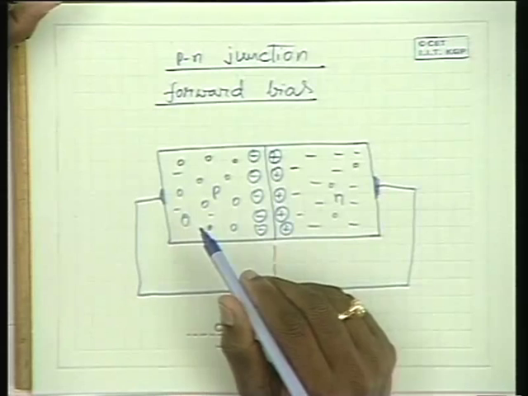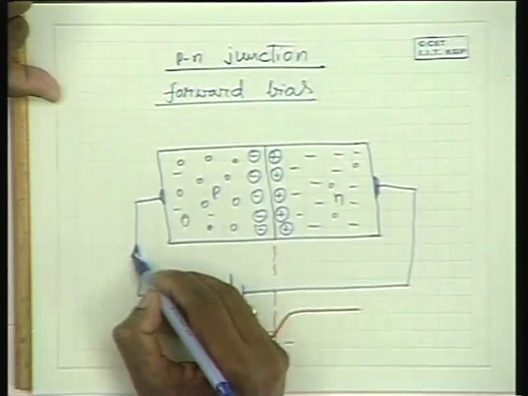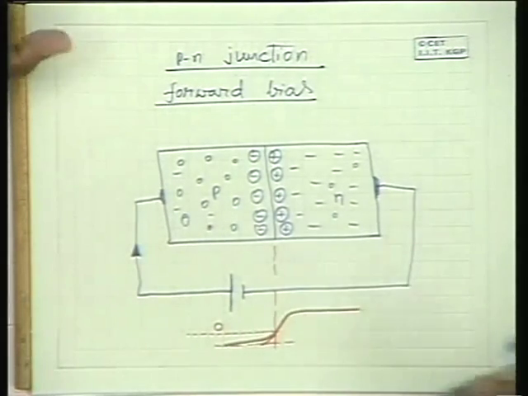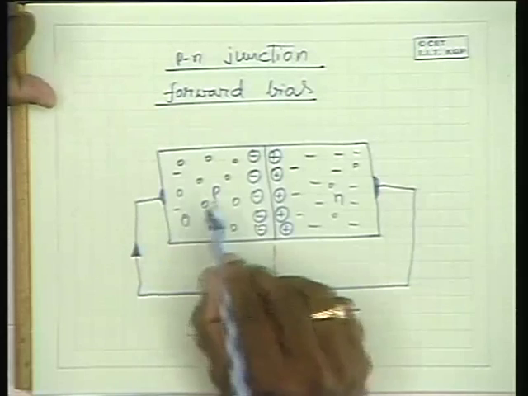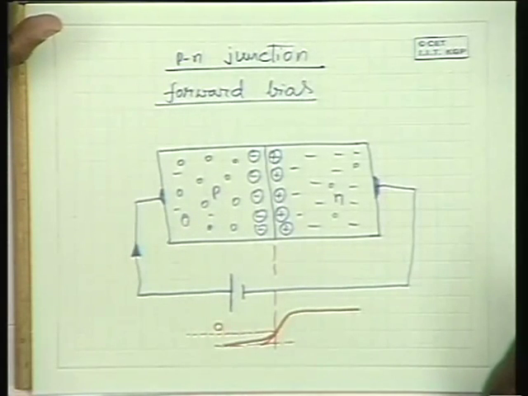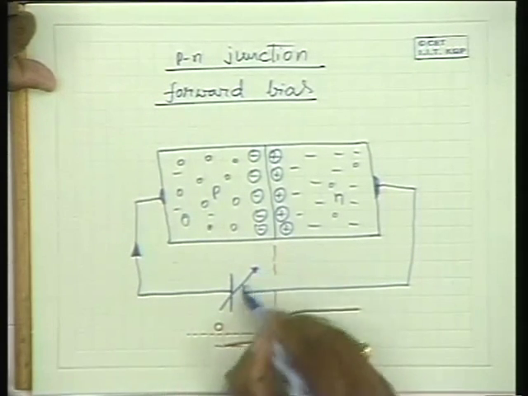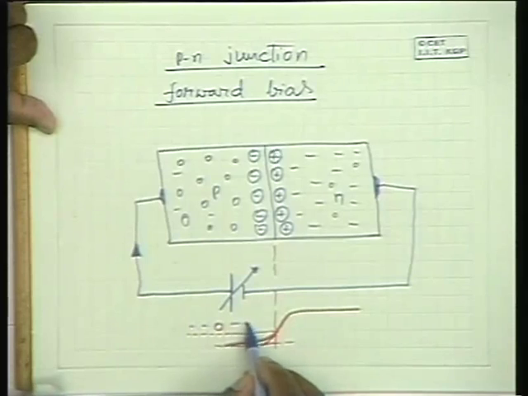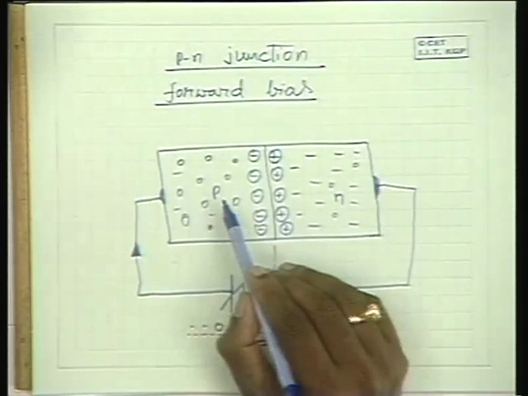And they being the majority carriers, a good amount of current flows in this direction, because current is defined as the charge per second, and the flow of positive charge. So therefore an appreciable amount of current flows through the junction and through the circuit. Now if the potential is slightly increased further, the barrier is further reduced and the diffusion increases and more current flows.